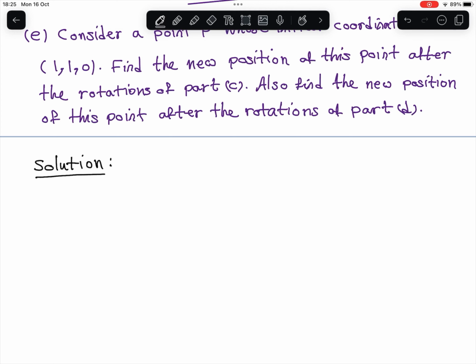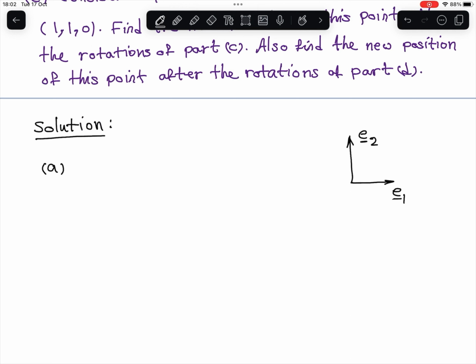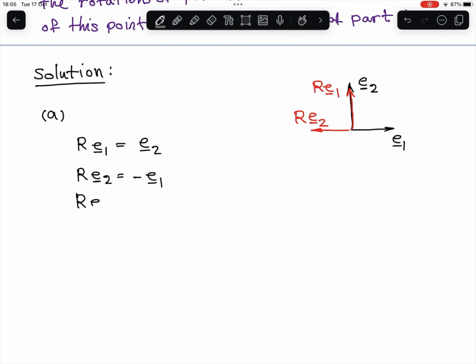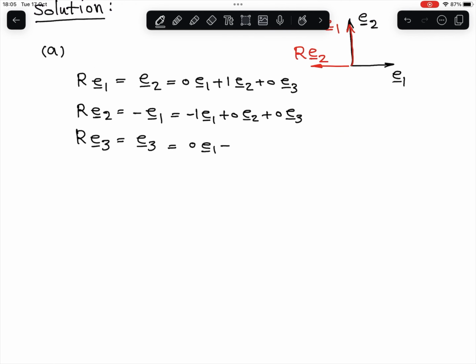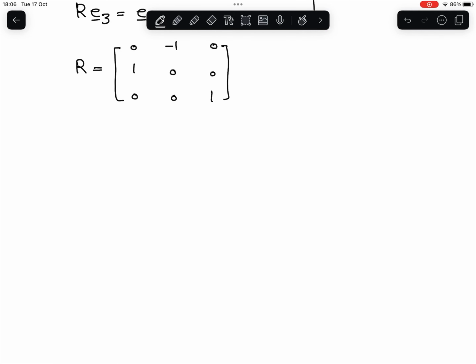Solution. For deriving the tensor R, we should see how it transforms the unit vectors. The transformation of E2 is minus E1, and the transformation of E1 is equal to E2. Let's write down these equations and construct the rotation matrix. We construct the tensor S as we did for the tensor R.